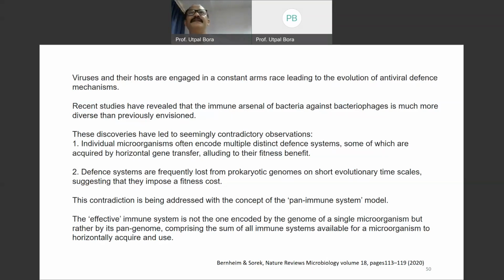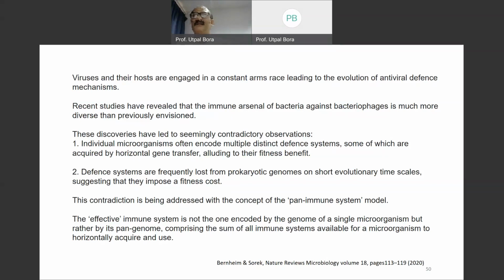For example, individual microorganisms often encode multiple distinct defense systems, some of which are acquired by horizontal gene transfer, alluding to their fitness benefit. In contrast to this, defense systems are frequently lost from prokaryotic genomes on short evolutionary timescales, suggesting that they impose a fitness cost. So some of them they acquire, some of them they lose. There is a gain of some genes and a loss of some genes. You have a fitness benefit in the first case and a fitness cost in the next case.